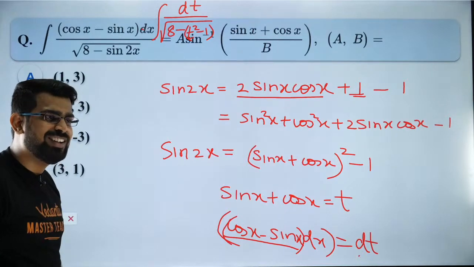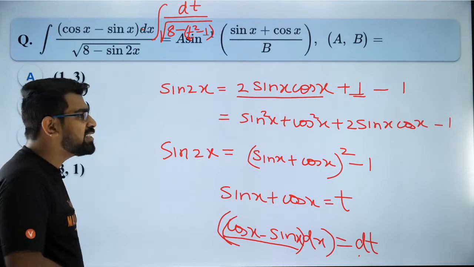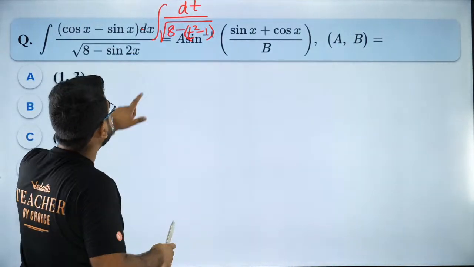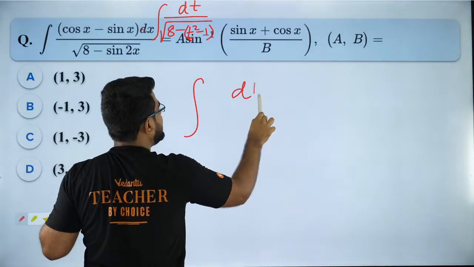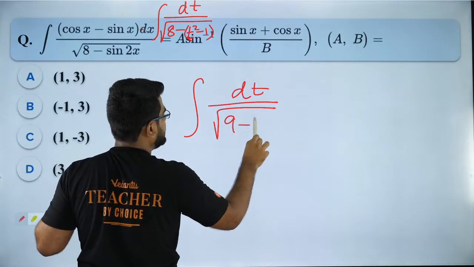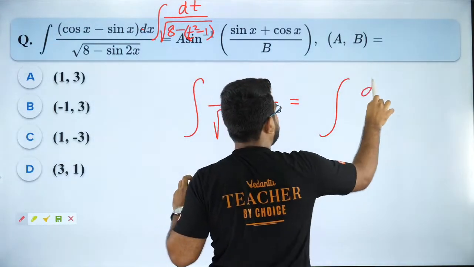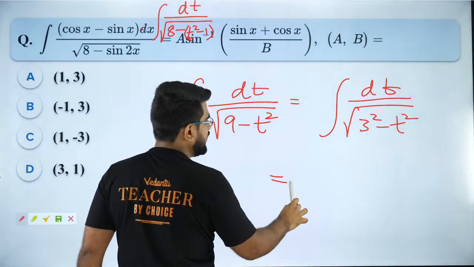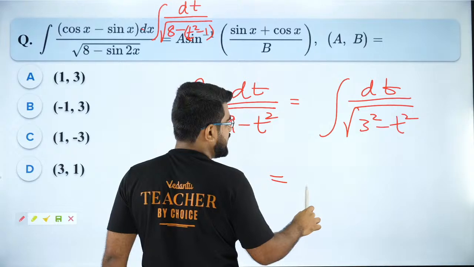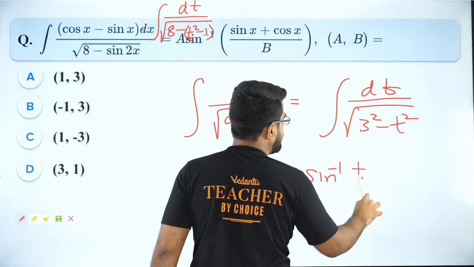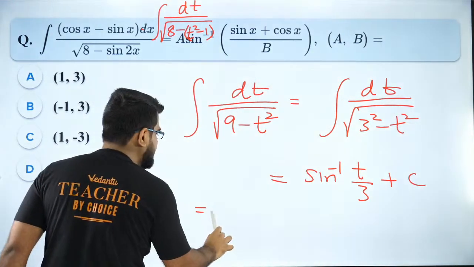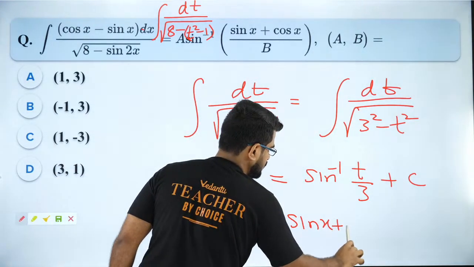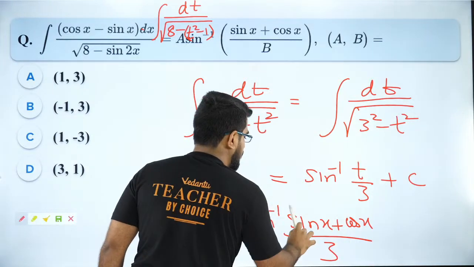Did you all love it? Fantastic, right? So let me erase all this. Now let's have a look at what we have over here. So we have integral of dt divided by root of 9 minus t square. So which can be written as integral dt divided by root of 3 square minus t square. So that is what? Integral 1 by root of a square minus x square is going to be sine inverse of x by a. So sine inverse of t by 3 plus c. So the answer is 1 into sine inverse of, what is t? T is sine x plus cos x, divided by 3 plus c.